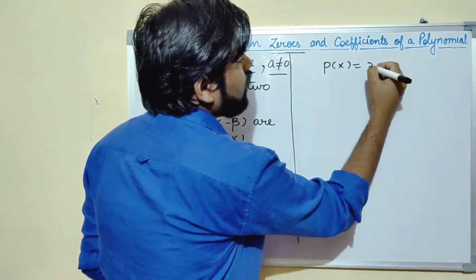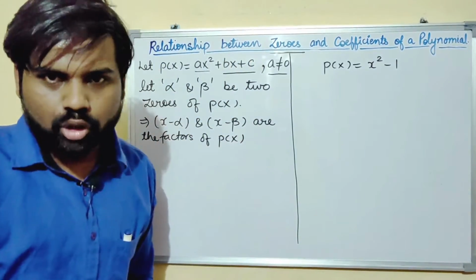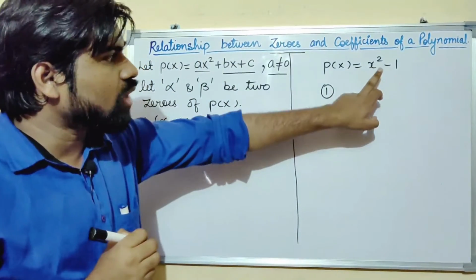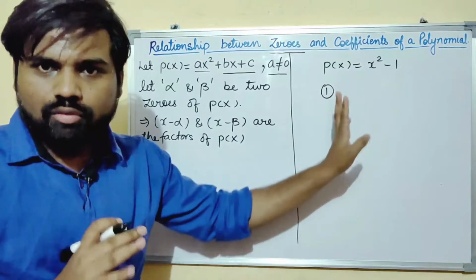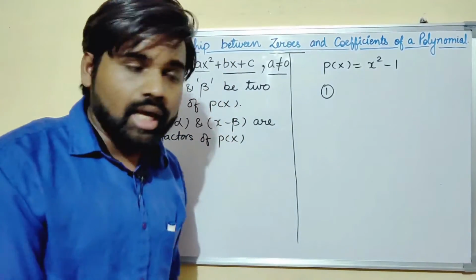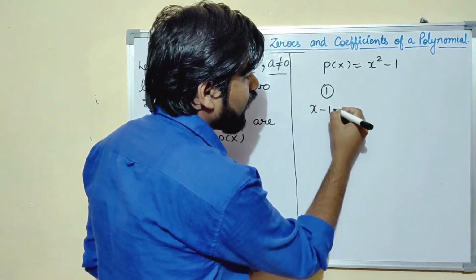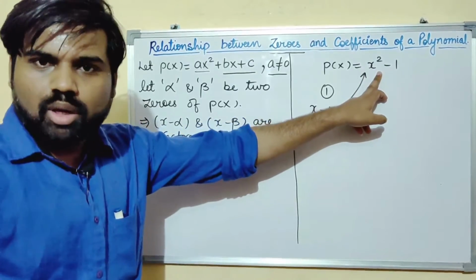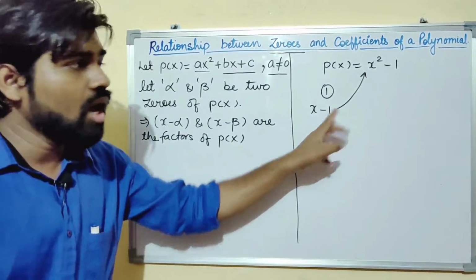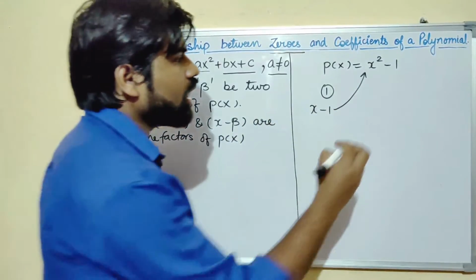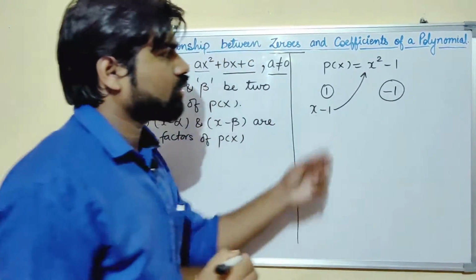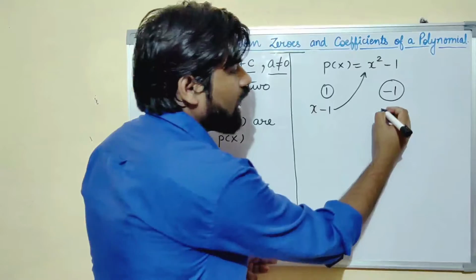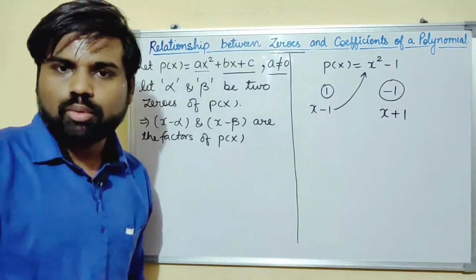Let p(x) equal x square minus 1 be a quadratic polynomial, and you know that 1 is a zero of this polynomial, because if you put the value of x as 1, you will get 0 after solving. So 1 is a zero of this polynomial, which means that x minus 1 can divide x square minus 1, or we can say that x minus 1 is a factor of x square minus 1. Similarly, you also know that minus 1 is also a zero of this polynomial. You can write that x plus 1 is a factor of this polynomial.